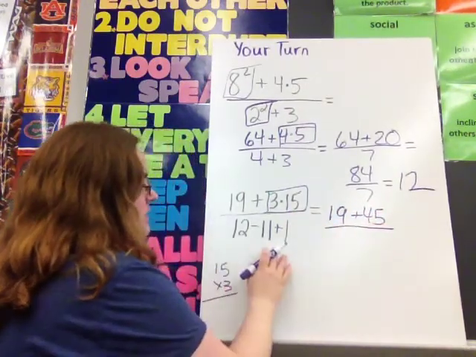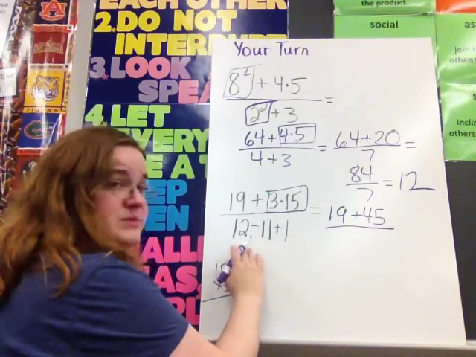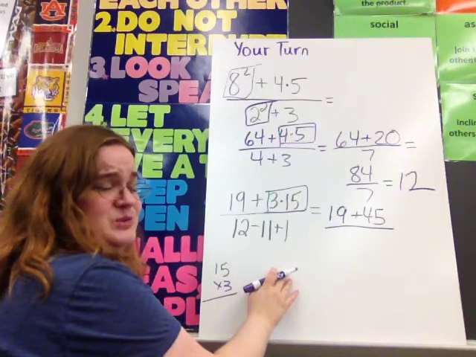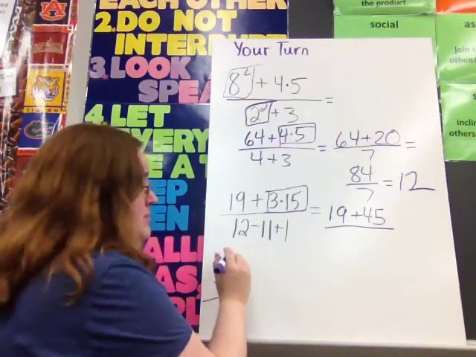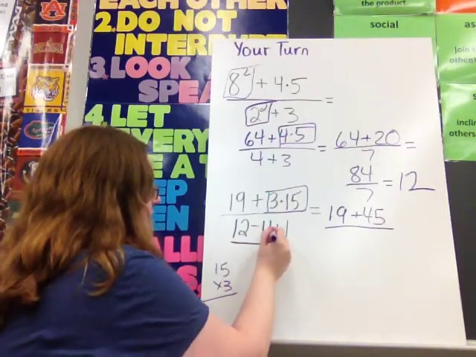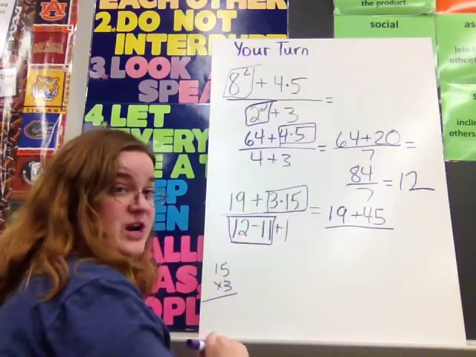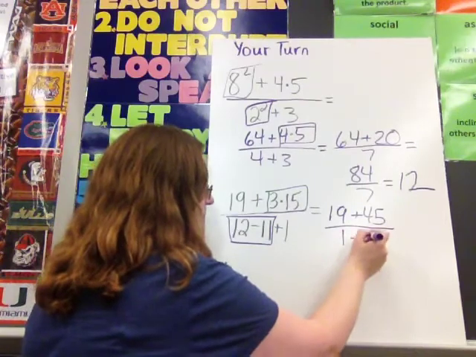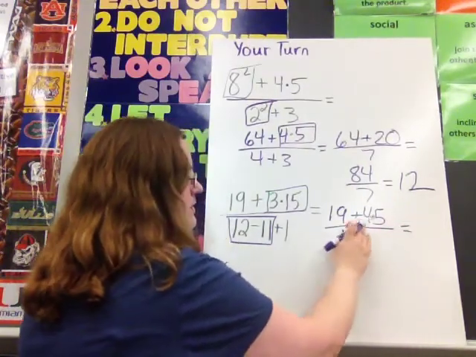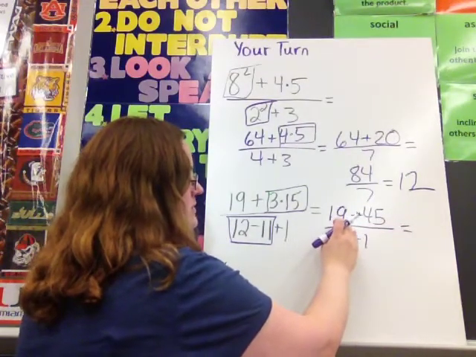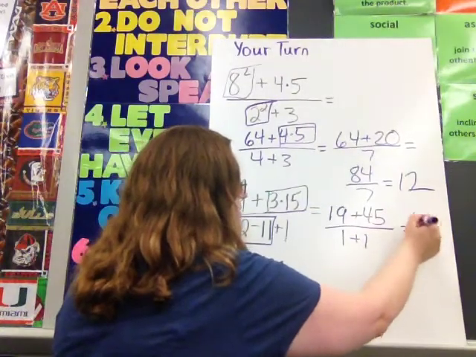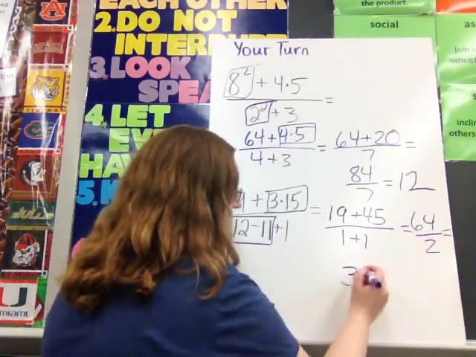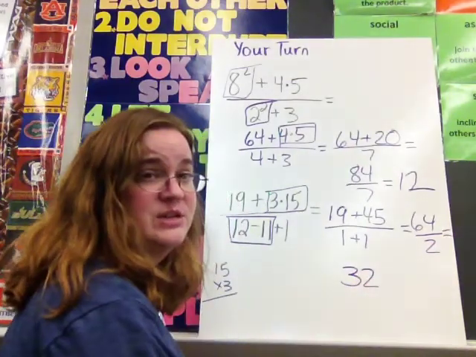Okay. Down here, I don't have any grouping symbols, I don't have any exponents, I don't have any multiplication or division, all the way down to addition or subtraction. And it says whichever comes first from left to right. And so I happen to hit subtraction first. So 12 minus 11 is 1. Okay, I'm going to go ahead and add these two together. So that's going to come out to 64 divided by 2. And my final answer, 64 divided by 2, is 32.